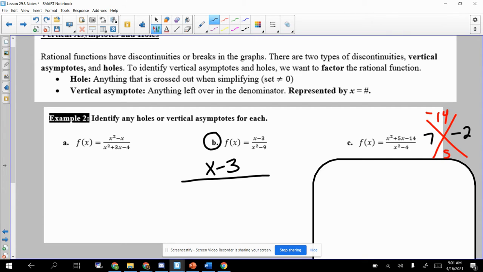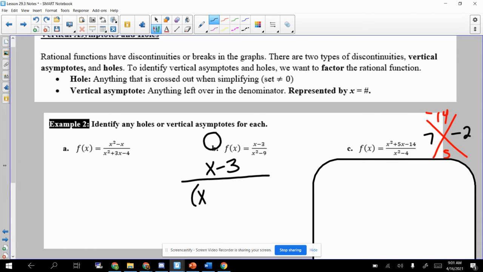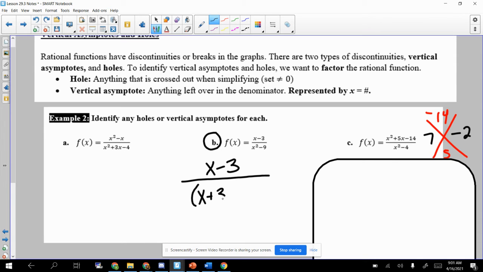And then the denominator, x squared minus 9. So I'm going to rewrite that. It's a difference of two squares. I'm factoring that to be x plus 3, x minus 3.